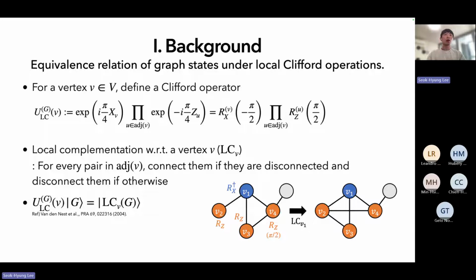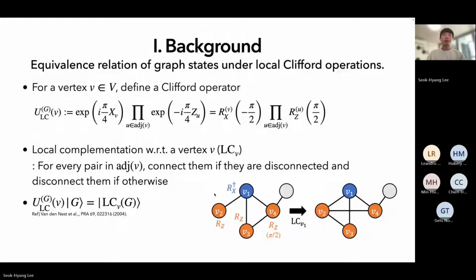Here, the local complementation is a kind of graph operation, and it is defined as follows. Local complementation with respect to a vertex V indicates an operation to connect every pair in the adjacent vertices of the vertex. For every pair of such vertices, connect them if they are disconnected and disconnect them if otherwise.